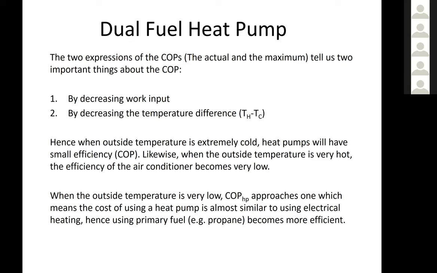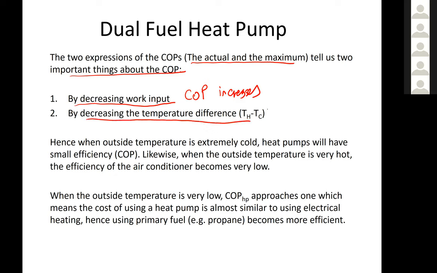So the two expressions of the COP, the actual and the maximum, tell us two important things: by decreasing work input, COP increases. When I have less work input, COP will increase. So that means I need to use an efficient compressor. By decreasing the temperature difference, COP also increases.